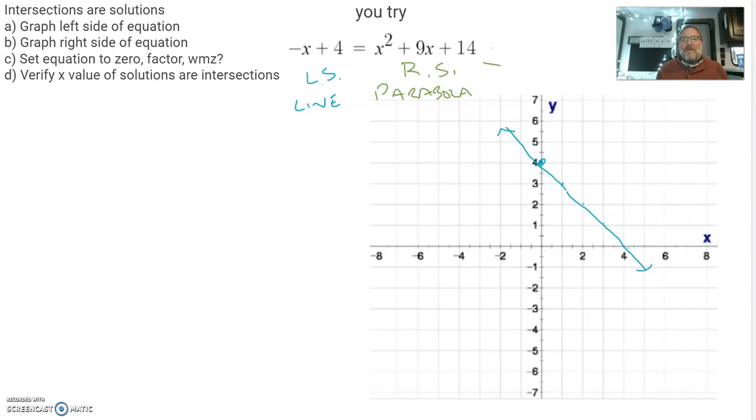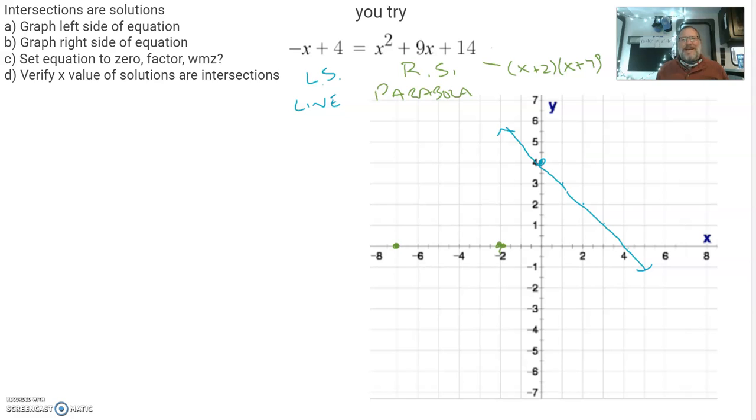So this parabola can factor to x plus 2 and x plus 7. Double check my middle term. 2x, 7x. Yep, I do believe that's right. All right. What makes 0? That gives you the x-intercepts. And you get x-intercepts at -7 and -2.